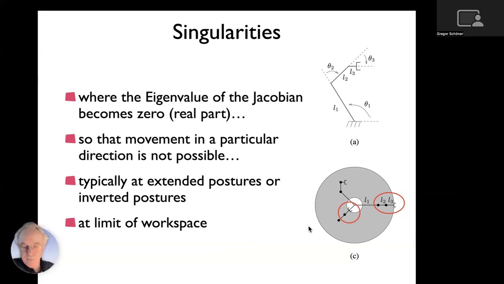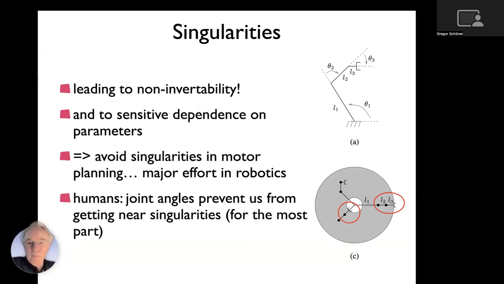And so these are points to avoid in motion planning, because near those you will have real control problems. And so there's a whole technology in conventional robot arm trajectory planning to stay away from singularities. Humans actually do not really have a lot of these singularities because of the joint limits. So like this inverted one, we don't actually have, because we can't do things like that.